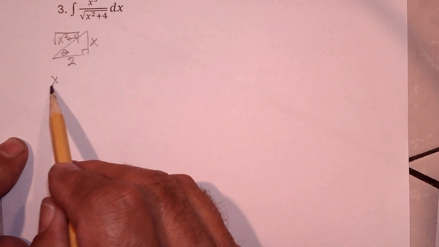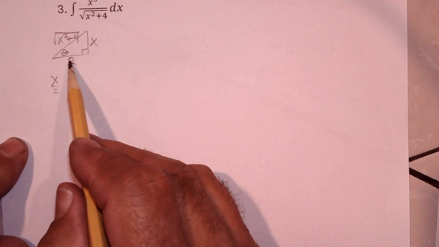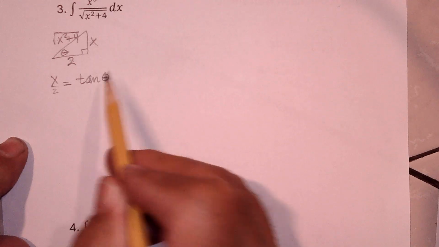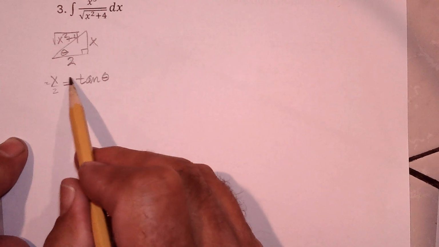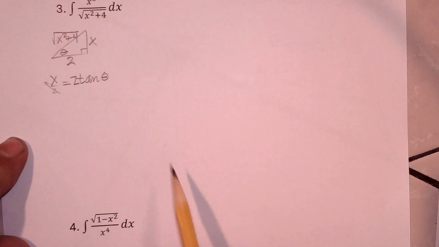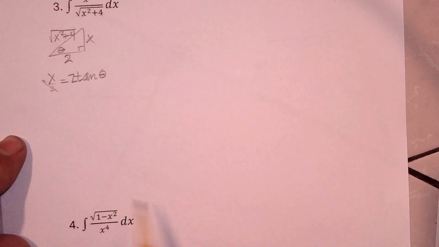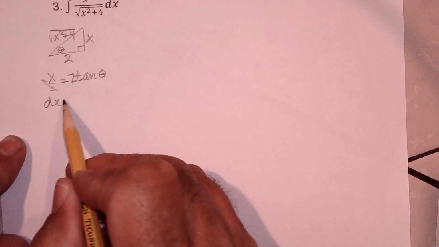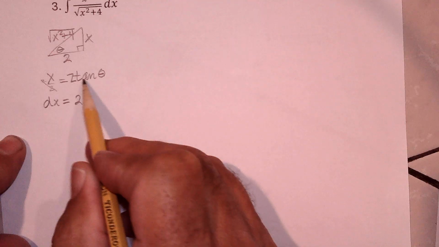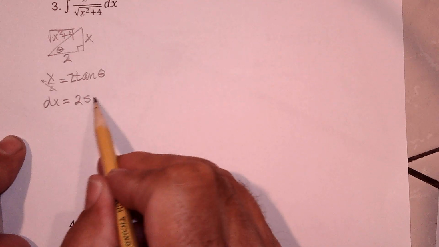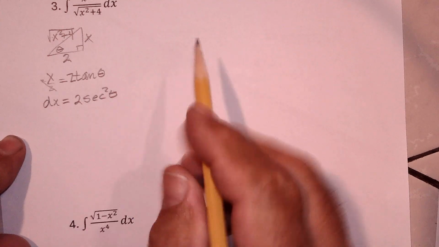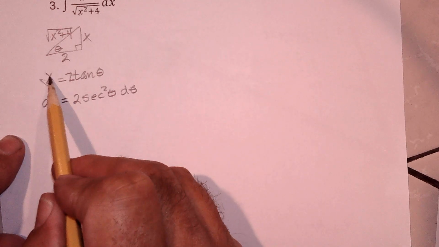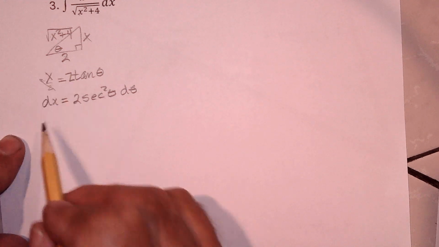So the first thing is the simplest for x. Well, x over 2 is opposite over adjacent, or tangent of theta. Multiply both sides by 2. So 2 tangent theta is x. Take the derivative, so we get dx is 2 times the derivative of tangent theta, which is secant squared theta d theta. So we got x, dx, and the mess.